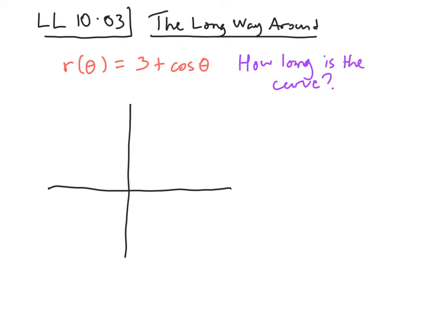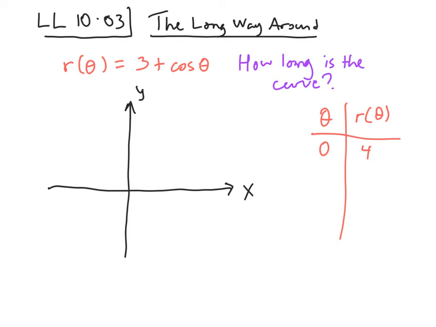So again, this is going to be my x-axis and this my y-axis. And to graph, I'm just going to start thinking about what is r of theta at various values of theta. And I'm just going to create a table with a few nice little reference values in it. So if theta is 0, then r of theta is going to be 3 plus the cosine of 0, that's going to be 4. So when theta is 0, my radius is going to be 4.